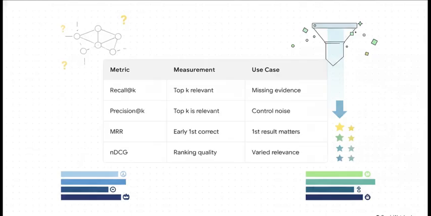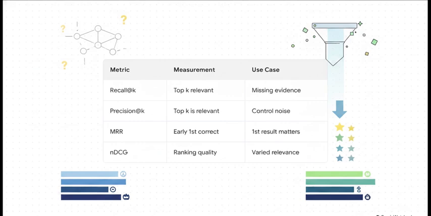All right, Section 5, Evaluation Metrics and Testing. I cannot stress this enough. I highly recommend you just flat out memorize this evaluation breakdown. Connecting a specific metric to its actual real-world business use case shows immense practical maturity. For instance, use recall at K when missing evidence is your absolute primary risk. Use mean reciprocal rank, or MRR, when the very first correct result is what matters most to the user.